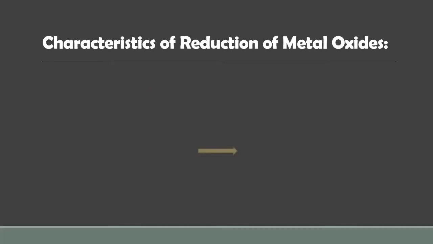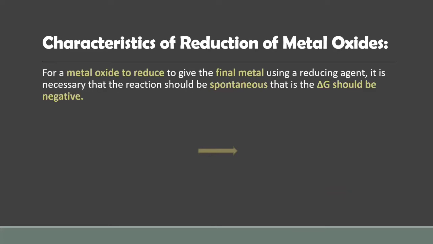So let us learn about the characteristics of reduction of metal oxides. For a metal oxide to reduce to give the final metal using a reducing agent, it is very necessary that the reaction should be spontaneous. That is, delta G should be negative.